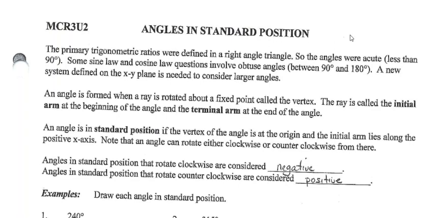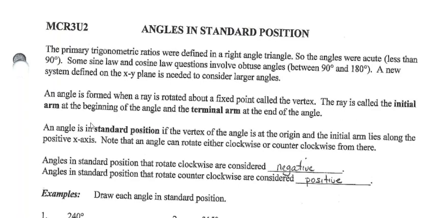Alright, so the primary trig ratios were defined in a right angle triangle, okay? So the triangles were acute, less than 90 degrees. So some sine law and cosine law questions involved obtuse angles between 90 and 180 degrees. A new system defined on the xy plane is needed to consider larger angles, so angles larger than 180 degrees and actually larger than 360 degrees, which is one full rotation of a circle.